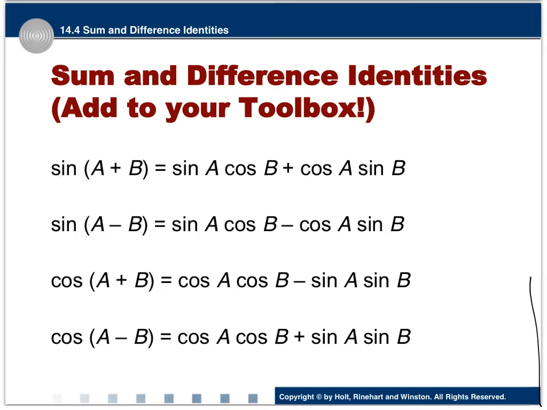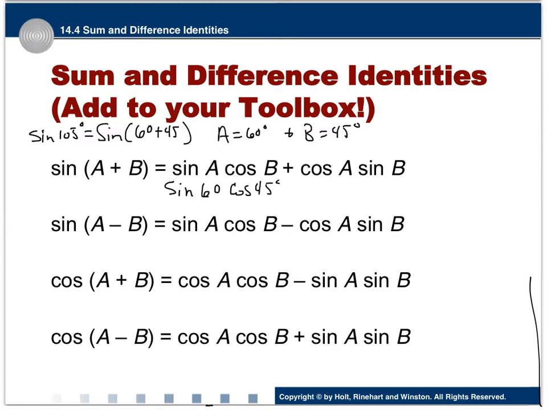So what I did is I said, okay, if I had sine of 105 degrees, I could split that into a 60 plus a 45, and so this is how we would work with it. So angle A is 60 degrees, and angle B is 45 degrees. So it's sine A cosine B plus cosine A sine B. And now I would evaluate each one of these individually, and it would give me the exact value.